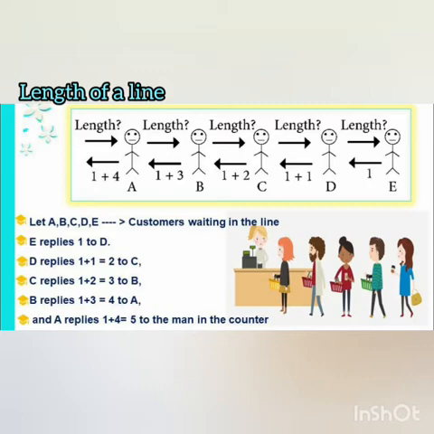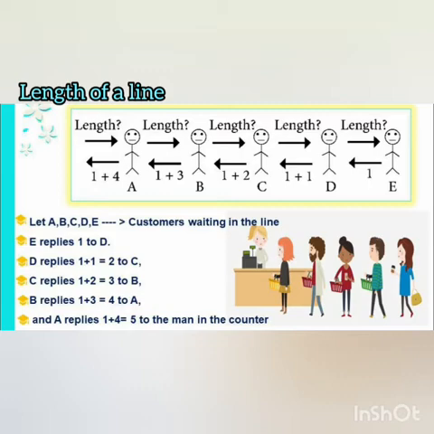And finally, when the question reaches the last customer in a line, here E is the last customer since there is no one behind him. Once E confirms that there is no one behind him, he replies 1 to D.